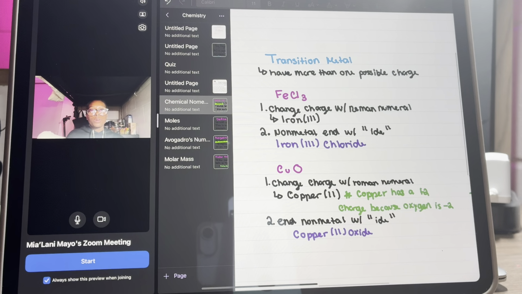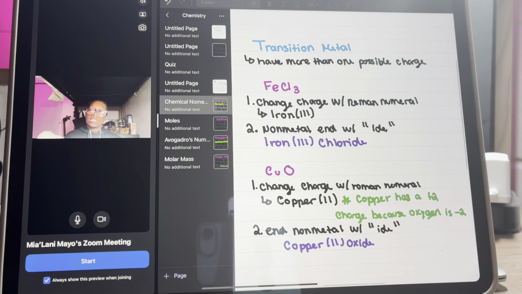My next example is transition metals. Transition metals have more than one possible charge. For my first example, I have FeCl3. First, you change the charge into a Roman numeral. So this one, you would get the Fe, which is iron, and then you get 3 from the chloride charge. The nonmetal would still change into "ide" at the end. So this will give you iron(III) chloride.